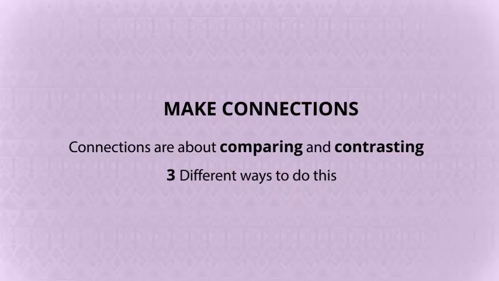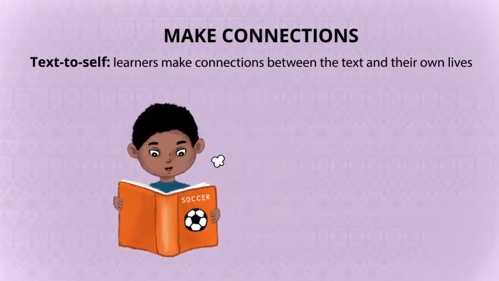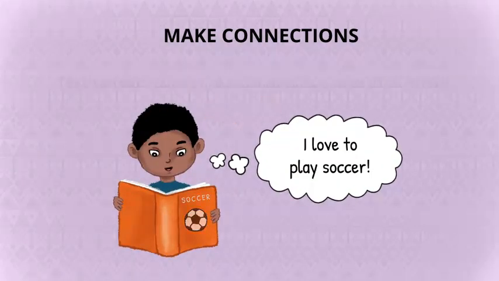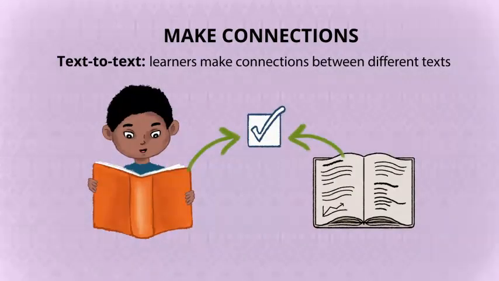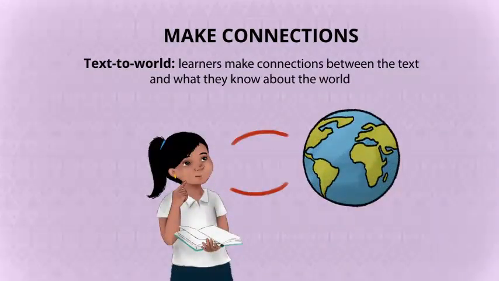Making connections involves comparing and contrasting. There are 3 different ways to use the strategy of making connections. Text-to-self connections require the learners to make connections between the text and their own lives. Text-to-text connections require learners to make connections between different texts. Text-to-world connections require learners to make connections between the text and what they know about the world at large.